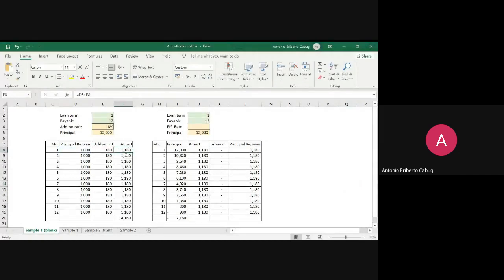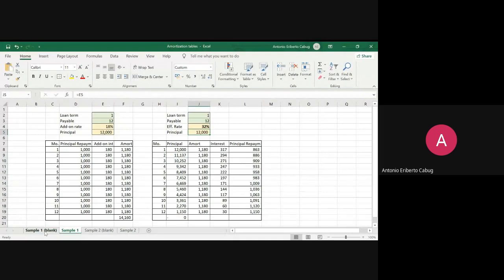Yung total amortization mo is 1,180, no? Every month, 1,180. Overall, magbabayad ka ng 14,160. Now, when you are going to look at it this way, here in the next table, this amount amortization per month, it will actually give you an equivalent rate that is higher than 18%. So, ang gagawin nyo dito, tingnan nyo yung amortization amount, 1,180. Para matapos yung loan nyo after 12 months, dapat dagdagan nyo pa ng interest.